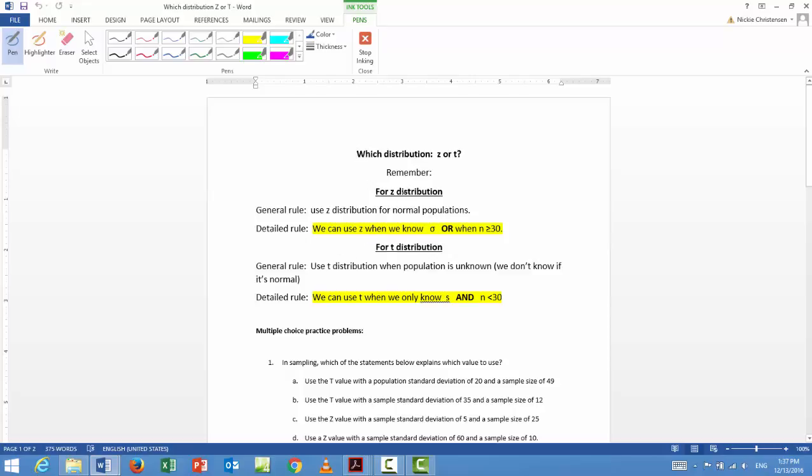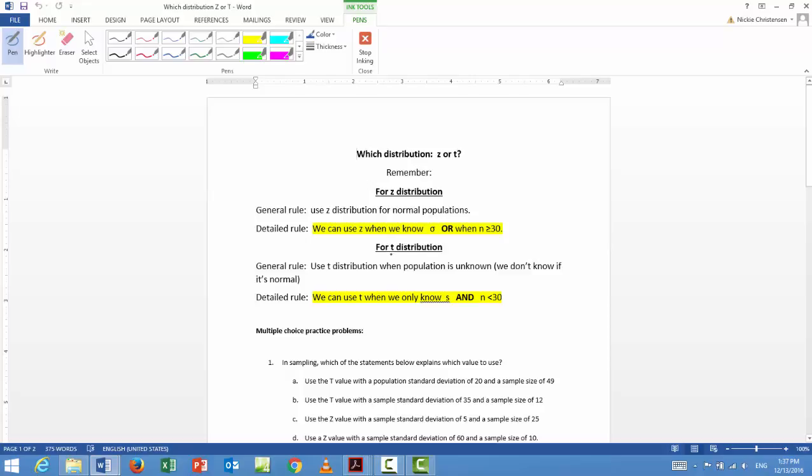So the z distribution, the standard normal distribution, we can use that distribution when we know sigma, okay, when we know the population standard deviation, or when our sample size is greater than or equal to 30. So please notice that this is an or rule. So, if only this is true, if we only know sigma, then we can use the z distribution. Okay, both of these things do not have to be true.